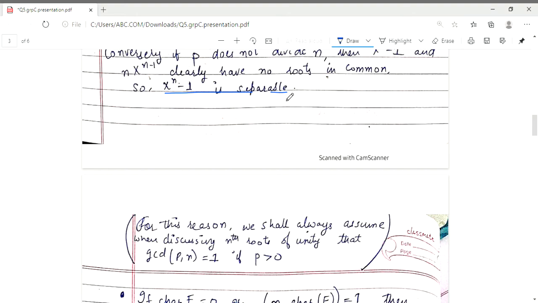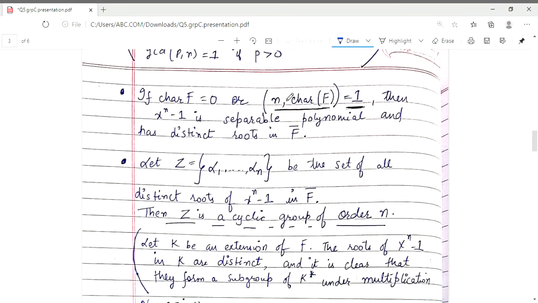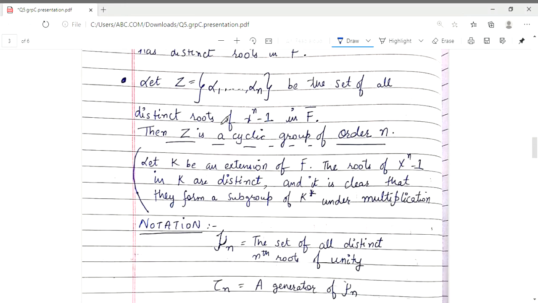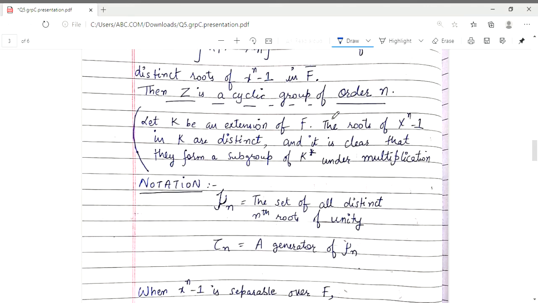From here, we arrive at the observation that if characteristic F is 0 or does not divide n, then x power n minus 1 is a separable polynomial and has distinct roots in F bar. Now, let Z be equal to the set alpha 1 to alpha n of all distinct roots of x power n minus 1 in F bar. Then we can say that Z is a cyclic group of order n. Why do we say so?